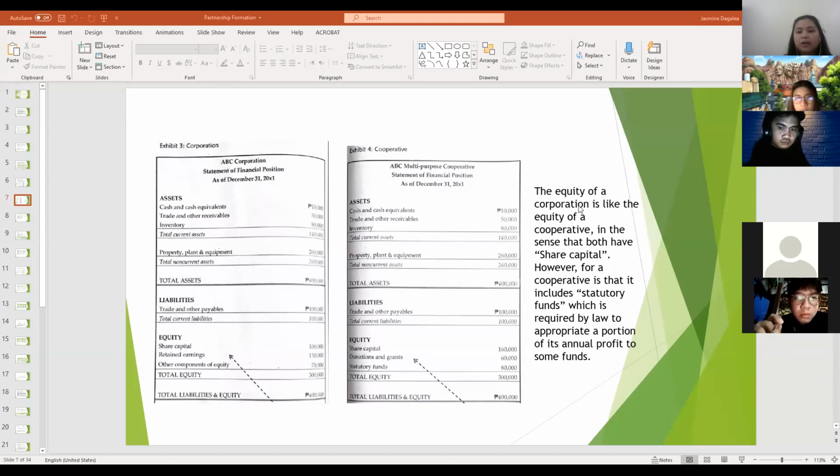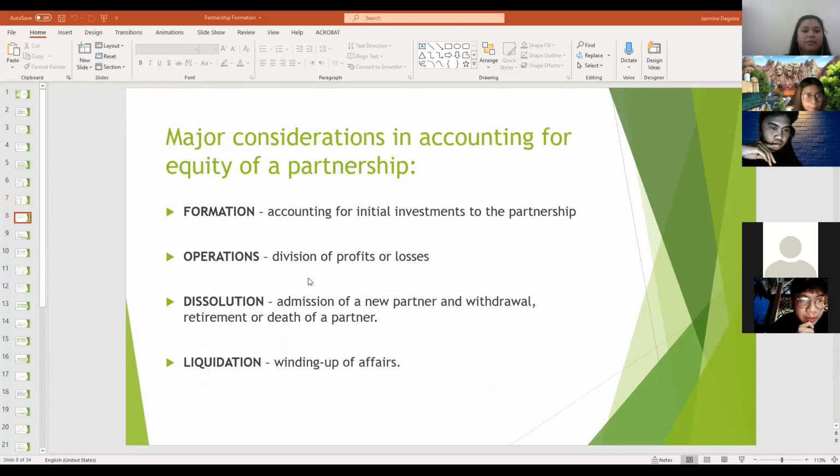So the equity of a corporation is like the equity of a cooperative in the sense that both have share capital. However, a cooperative includes statutory funds, which it is required by law to appropriate from a portion of its annual profits. That is the balance sheet of a corporation and a cooperative. The assets are the same, listing down all the assets, then liabilities, and then the equity is different. Okay?